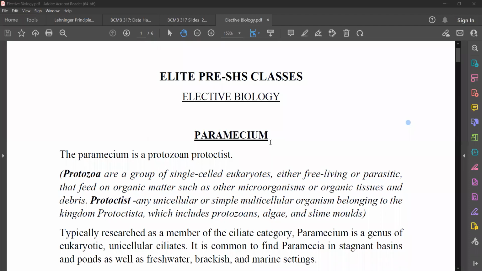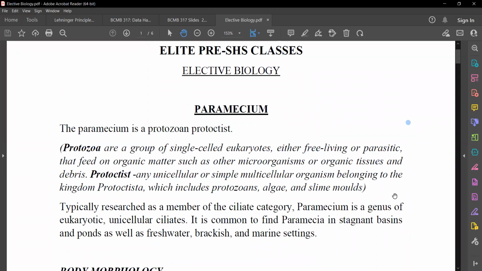So these organisms are mostly found in brackish waters, ponds, etc., because these places are filled with microorganisms or probably bacteria that these Paramecia feed on. So if you want to locate Paramecia, you mostly find them in brackish waters, marine settings, ponds, stagnant waters, basins, etc. So anywhere you could find smaller living organisms on which Paramecia can feed, or plant debris or organic debris, there's a likelihood of you finding Paramecia there.